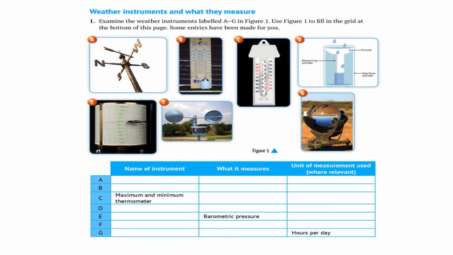Next, using the information that I've given you, your books, and your mind maps, you're going to fill out this table here. So you're going to examine the weather instruments labelled A to G, and then you're going to fill in the grid at the bottom of the page. And some of the entries have already been placed there for you. So in the first column you're going to put the name of the instrument, then what it measures, and then the unit of measurement used where it's relevant.